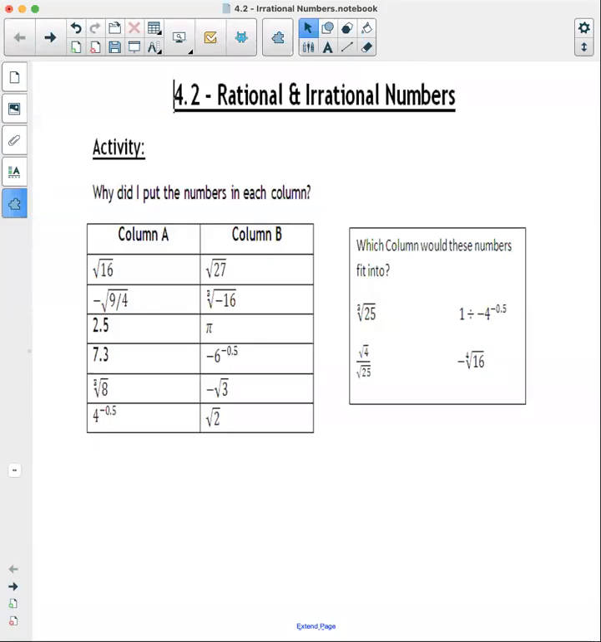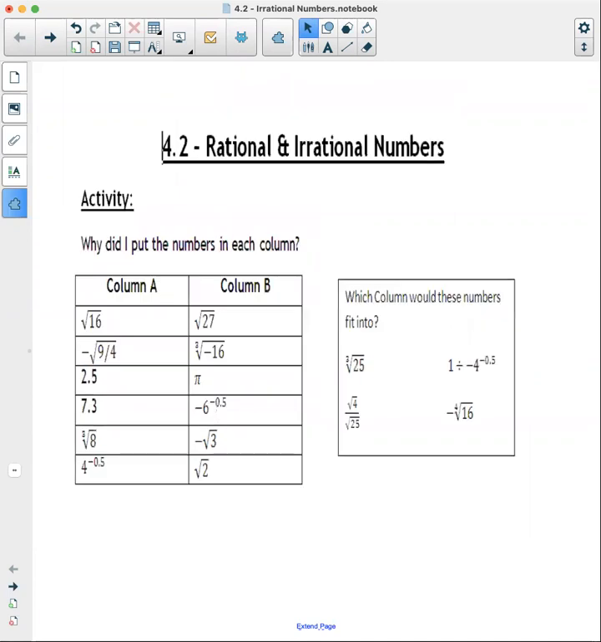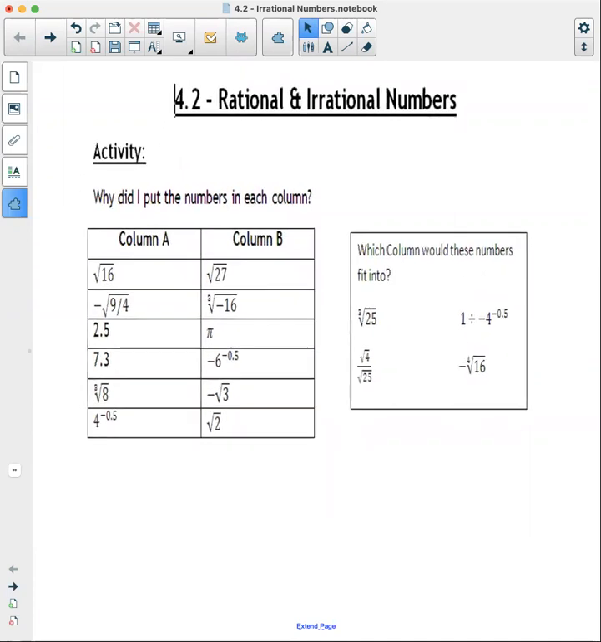Okay, for this video lesson, we're going to learn the difference between rational and irrational numbers. First we're just going to go through these two columns of numbers, and then we're going to look at this other box, sorry about that. First, we're going to look at the numbers in both columns on the left, and then we are going to analyze these numbers on the right and find if there is a pattern.